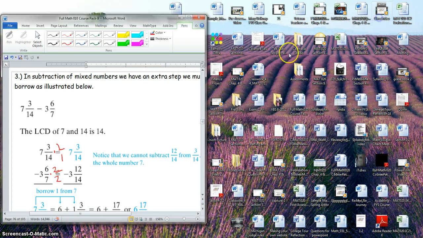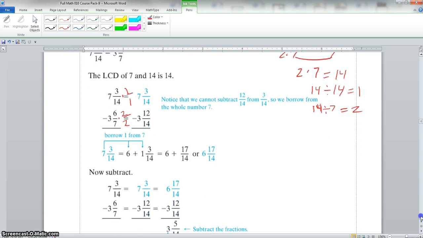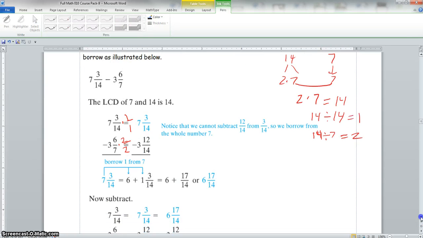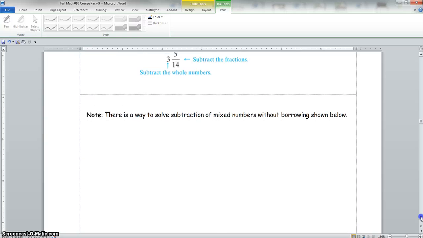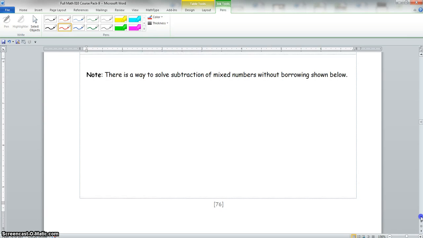Okay, I am going to show you an easier way of doing it in just a second. What they did, if you notice here, is put the 1 with the 3/14 and make that into an improper fraction. That is another way of doing it, but it still gave us the same answer, 3 5/14. Now we scroll down. We have another method that says there is a way to solve a subtraction of mixed numbers without borrowing, shown below. Okay, I'm going to show you this method.